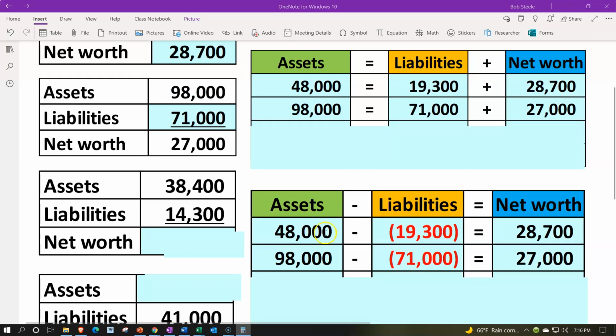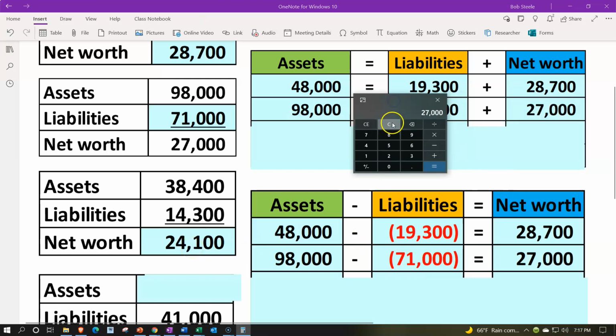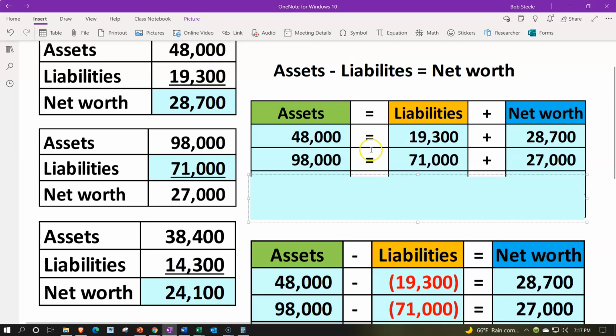Okay, so let's try this one. This one's the same kind of easy one if you see it in this format: assets minus liabilities equals net worth. Then we could just line it up. So that's 38,400 minus 14,300, which would give us 24.1. We'll put it in the trusty calculator just to check it. Okay, the 24.1. You can also plug it in this way: assets equal liabilities plus the net worth.